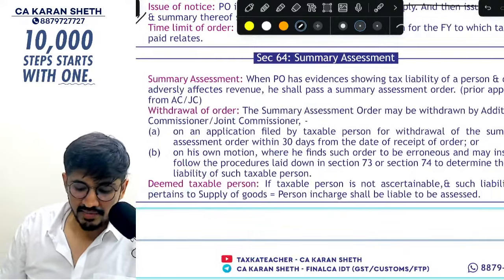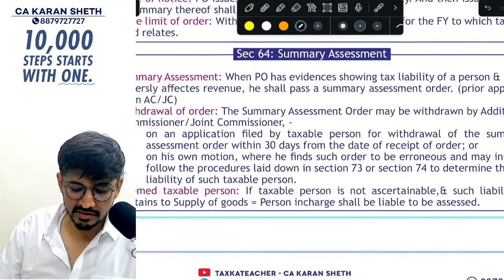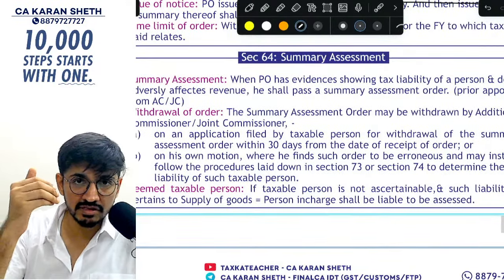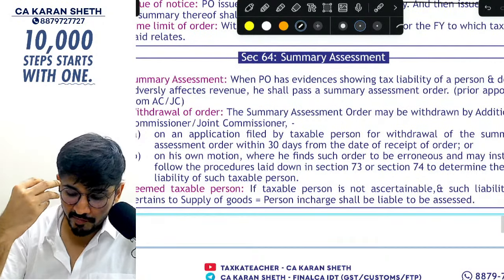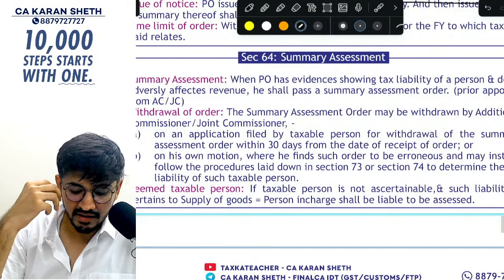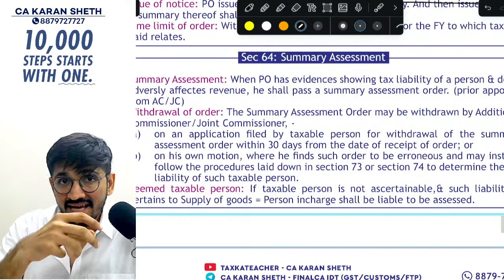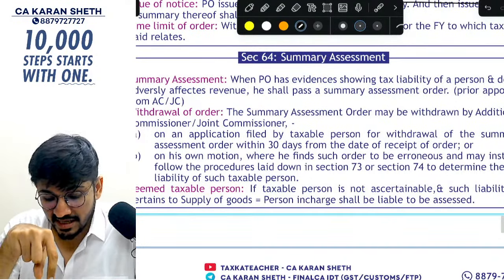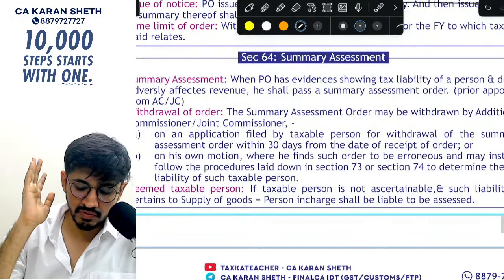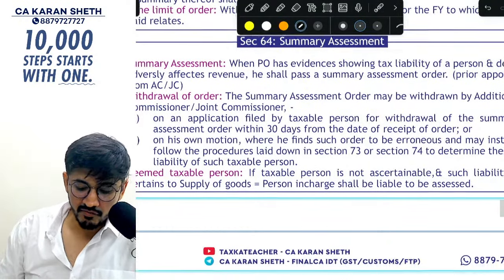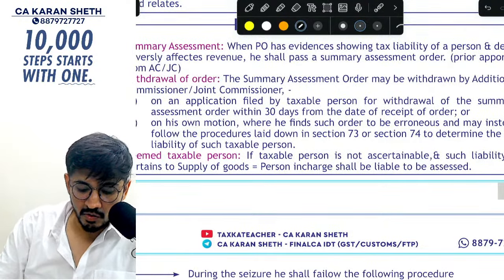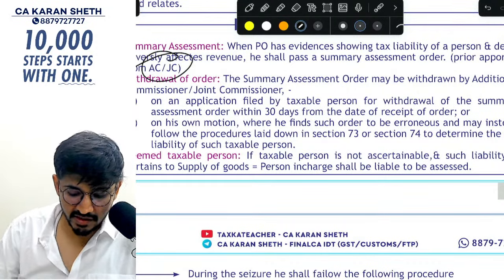Simple. And the last is, my dear friends, summary assessment. So when the proper officer has evidences showing tax liability of a person and any delay in action will adversely affect the interest of the revenue, then he shall definitely go ahead and pass summary assessment order with the prior approval of additional commissioner or joint commissioner.